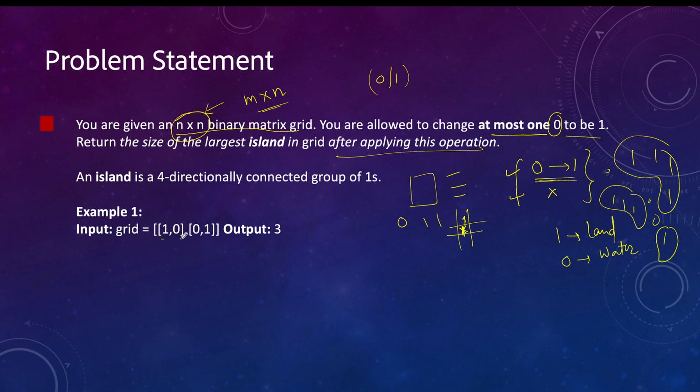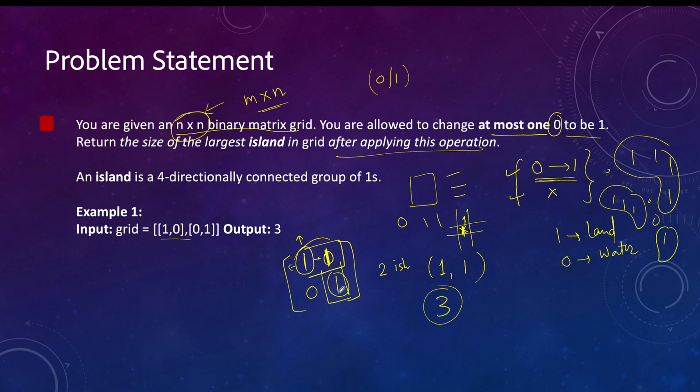For example, if we have this example 1 0 0 1. In this case we have 2 islands. These two are not connected because we are allowed only 4 directions. So we have 2 islands of size 1 and 1. By size we mean the number of ones in the island. So maximum is 1. But if we convert one of the zeros to 1, we are allowed to do that. So let's say we convert this to 1. Now this 1 is connected to this one because it's on the right, and this is also connected. So we get one big island of size 3. So in this case the answer is 3.